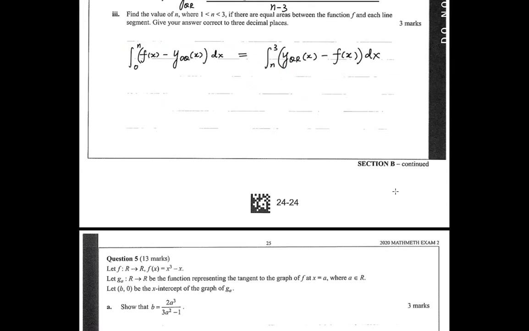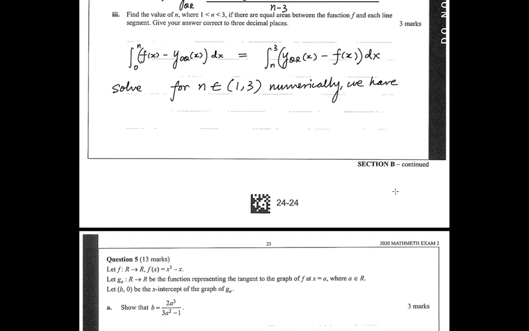Put an equal sign here, okay? And solve for n, which goes from 1 to 3, numerically. It should be the -ing form of the verb. Grammatically, we should be correct. Solving for n.